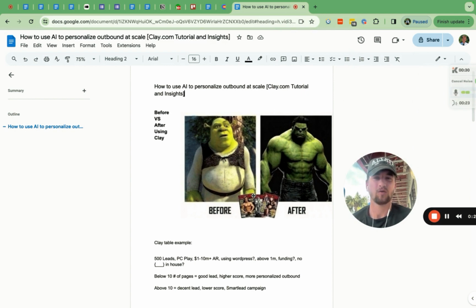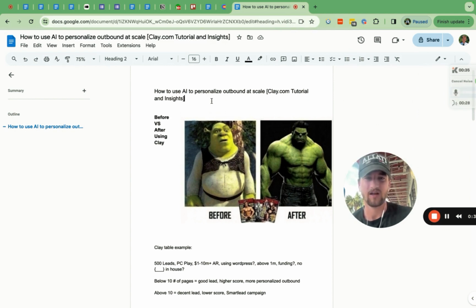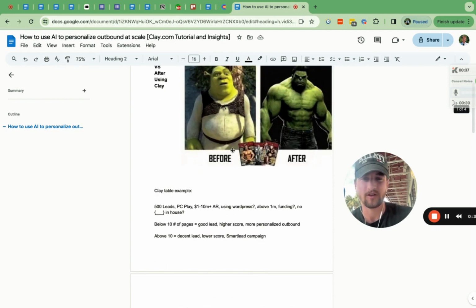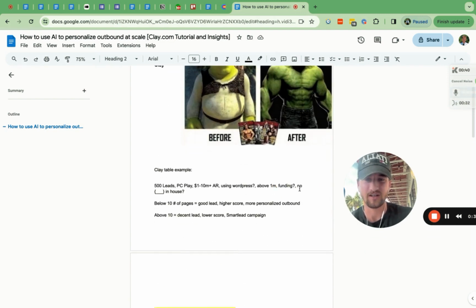So yeah, essentially what we're going to talk about is how to use Clay, how to use AI to personalize your outbound at scale, and then how to essentially go from Shrek to Hulk using Clay.com.